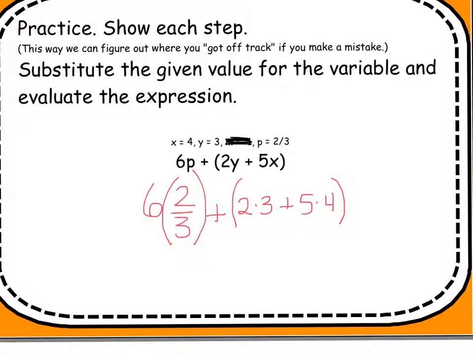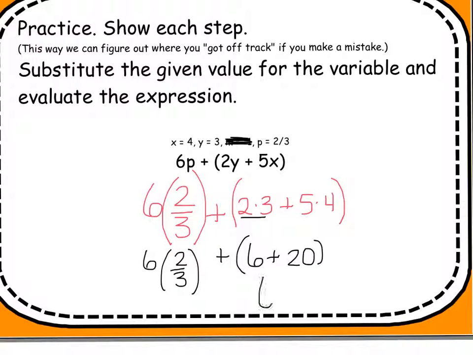And now we're going to do parentheses first. So 2 times 3 gives us 6, plus 5 times 4 gives us 20. We still aren't done with that parenthesis yet, so I've got to finish that off. That gives us 26.